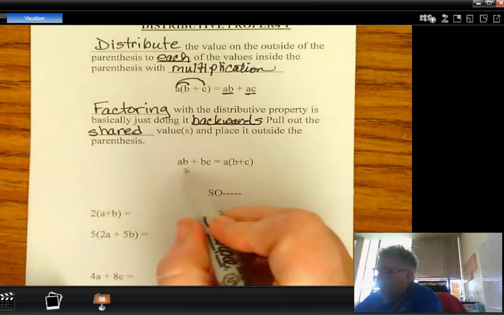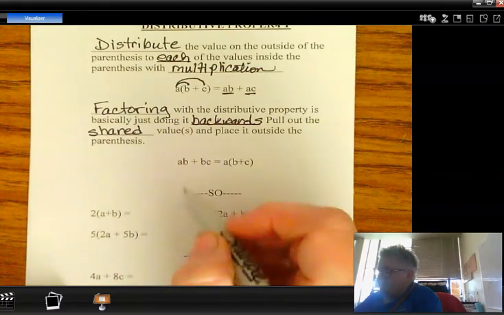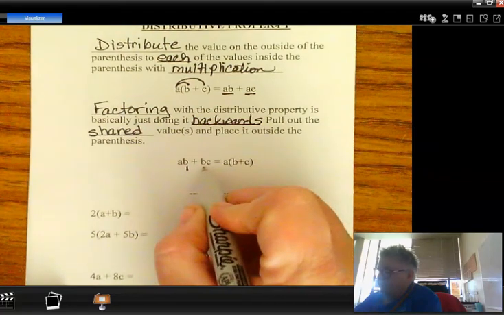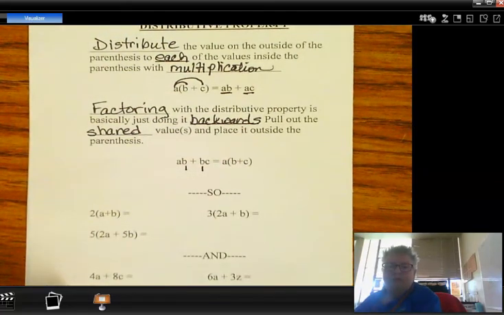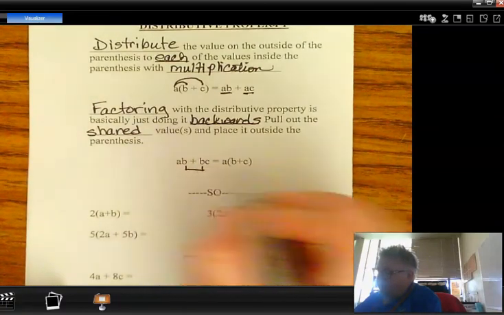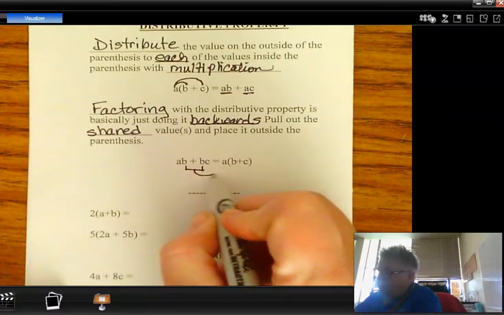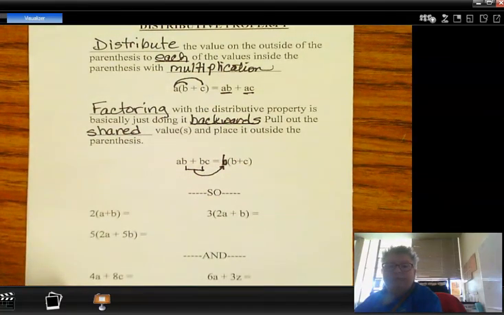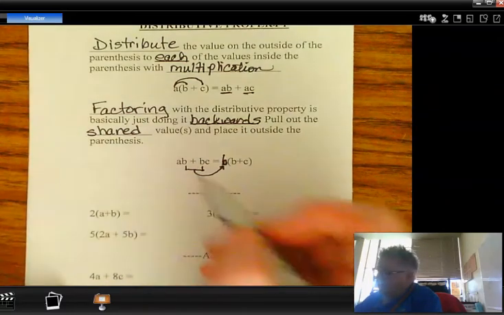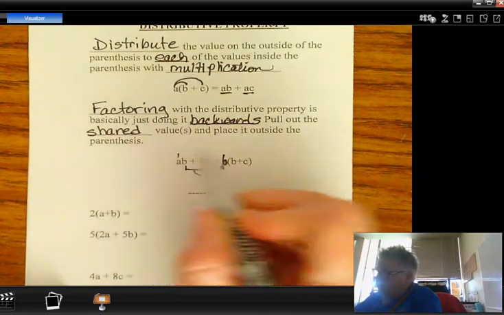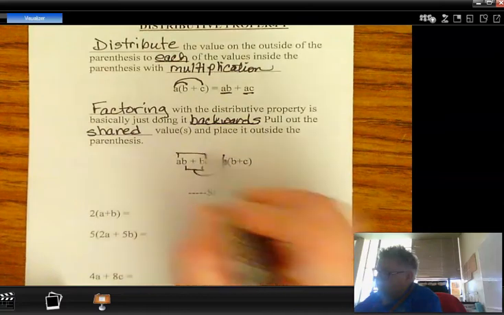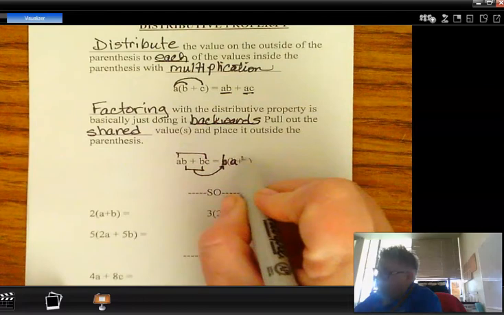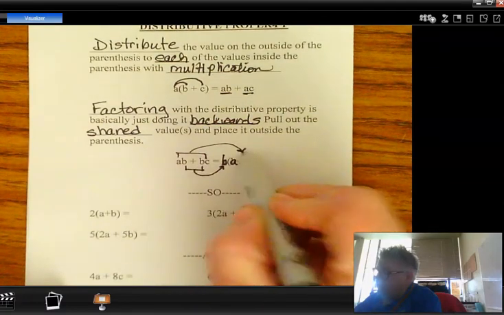So I've got my AB plus BC up here. What's the same? I've got a B here, and I've got a B here. So that I can pull that B right out. And it should be right here, B. And that leaves me the A and the C that are added together. So I have my A plus my C right there.